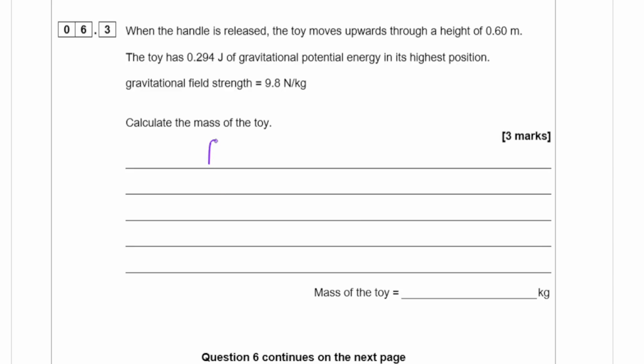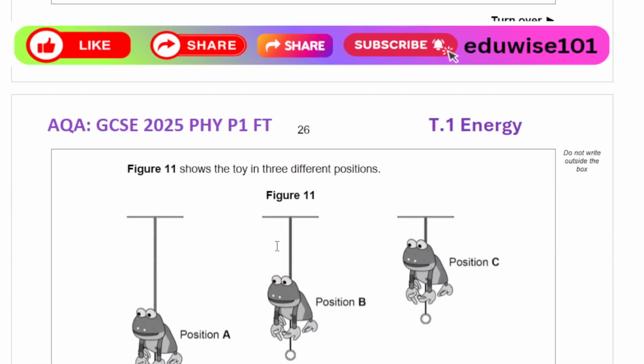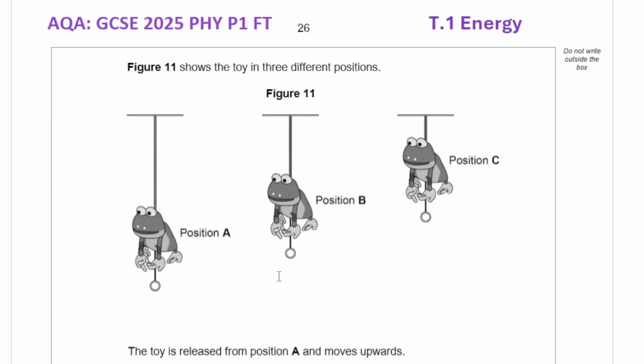So, E equals mgh. So, 0.294 equals m times 9.8 times 0.6. m equals 0.294 divided by 9.8 times 0.6. So the mass of the toy is going to be 0.050 kilograms. Figure 11 shows the toy in 3 different positions, A, B, and C.